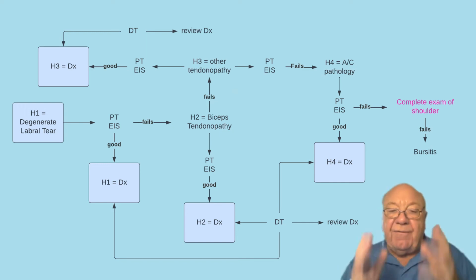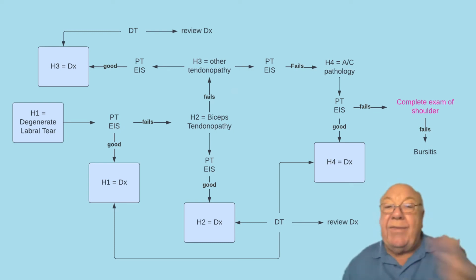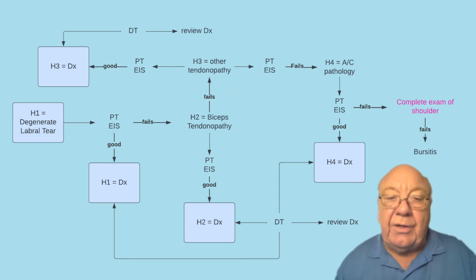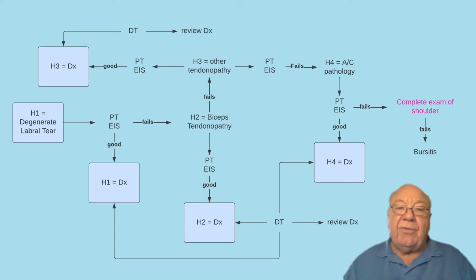If that fails, we're going to move upwards, and we have to come to H3, any other tendinopathy. You can name it. Supraspinatus, infraspinatus, don't really care. You're going to have to do the same for each one, but another tendinopathy. And then we'll attack it with the EIS as a proving test. If that's good, our hypothesis now is a diagnosis.